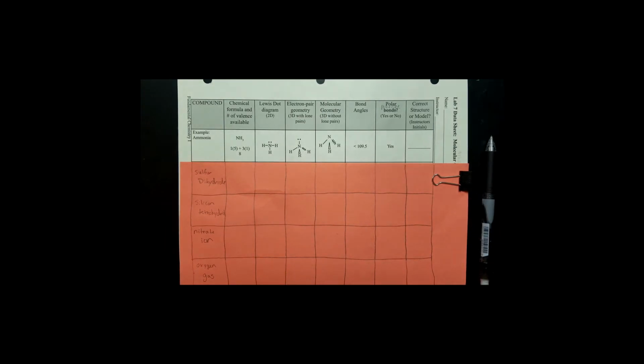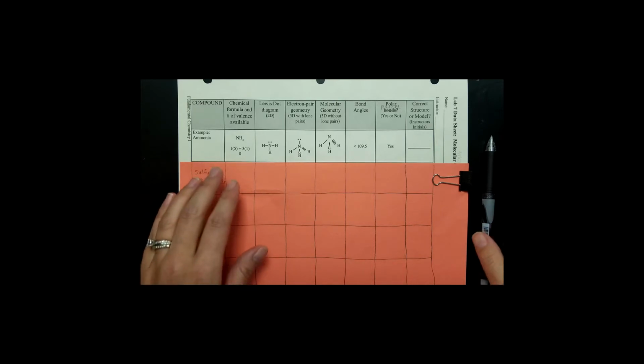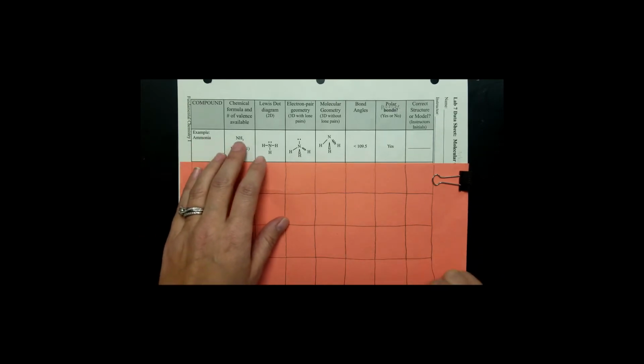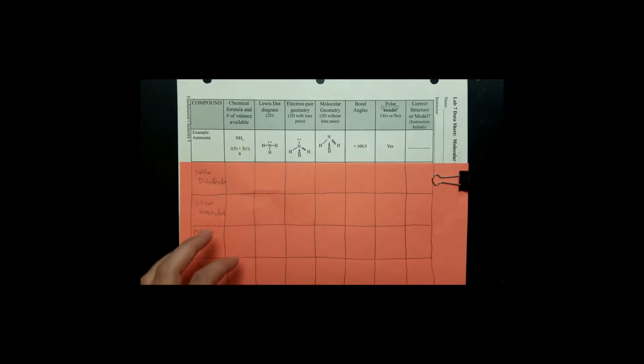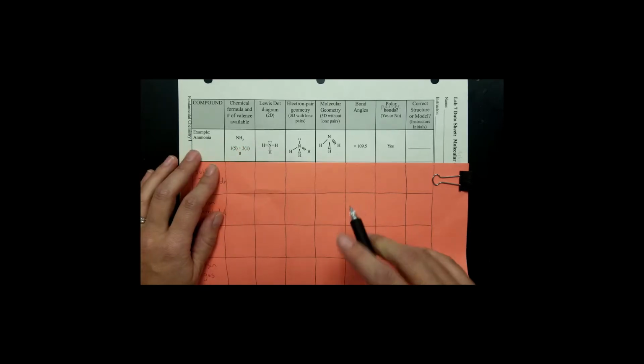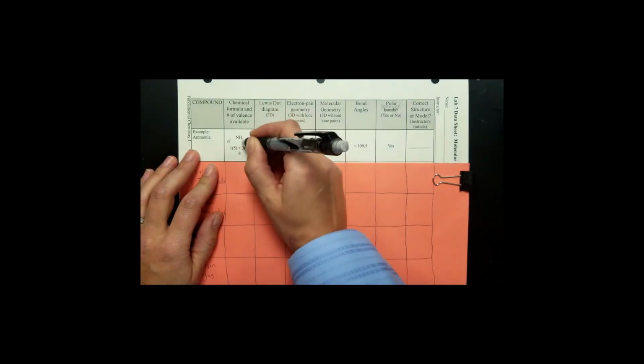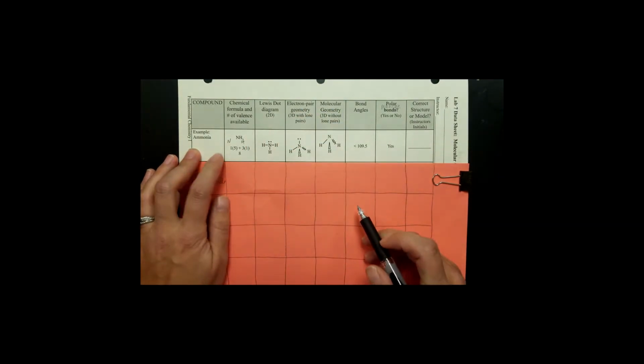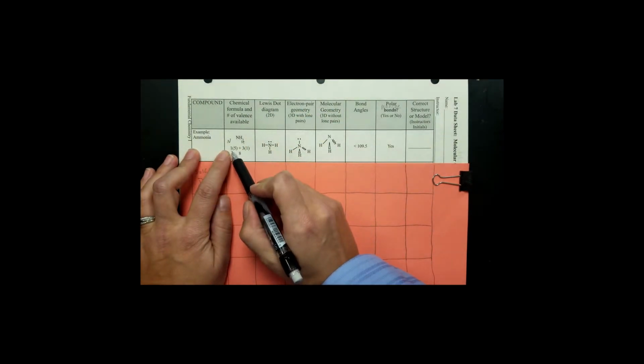So for instance, the first example that we have that they did for you is ammonia. Ammonia's chemical formula is NH3. So to calculate the valence electrons of NH3, you make a list of each element present. So nitrogen and hydrogen. Then you write the number of atoms of each. So there's just one nitrogen atom in this molecular formula. You multiply that by the number of valence electrons.